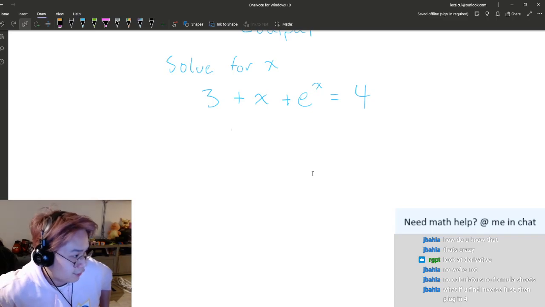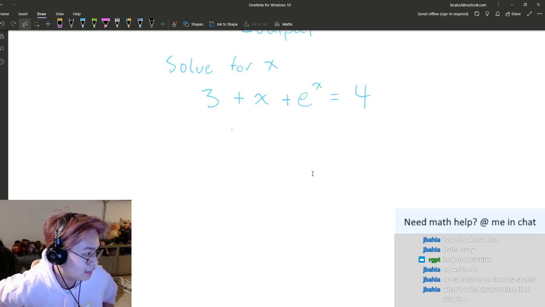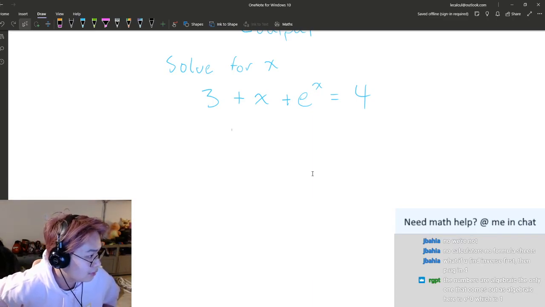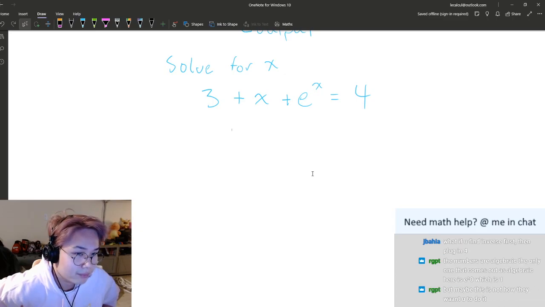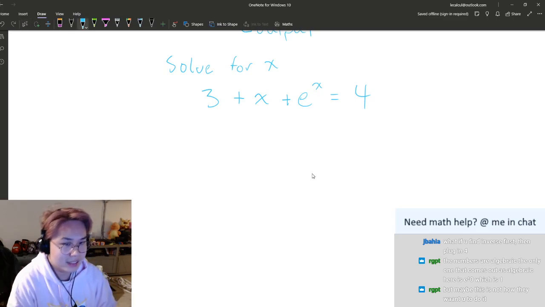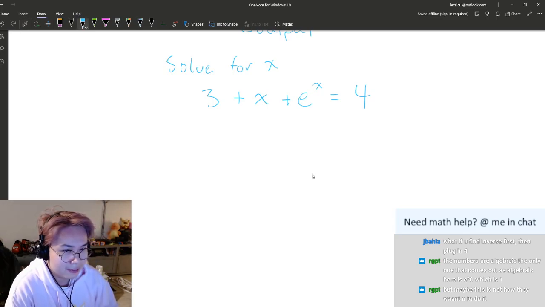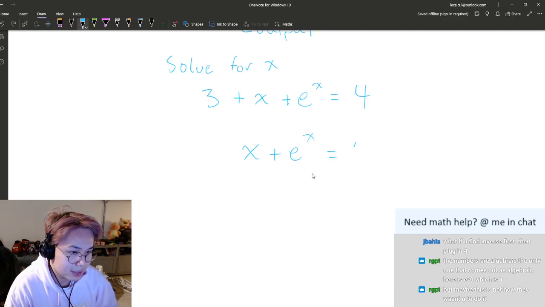If you find the inverse first, then that's essentially the same as finding x. Anyways, honestly, this one's a little tough, but if you look at it from this perspective, I'm gonna move the 3 over, so you have 1.